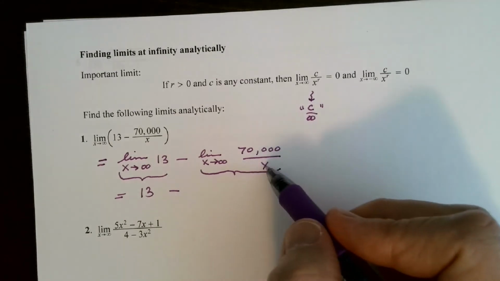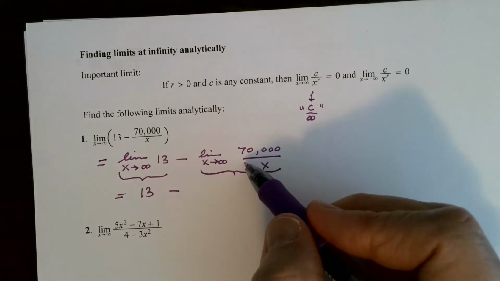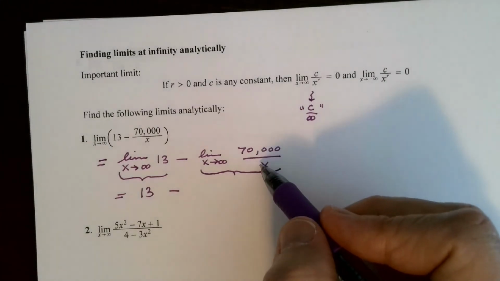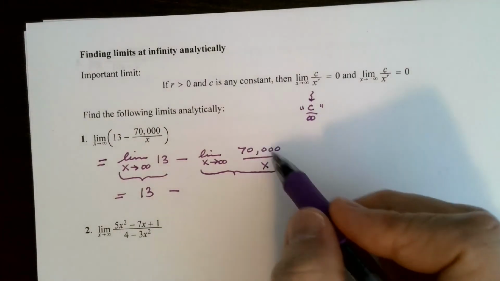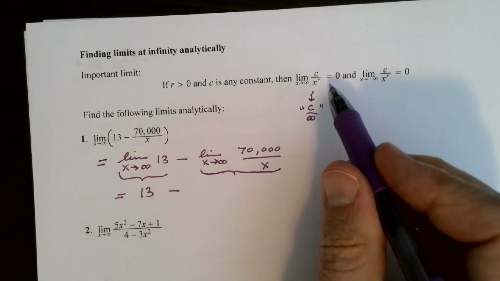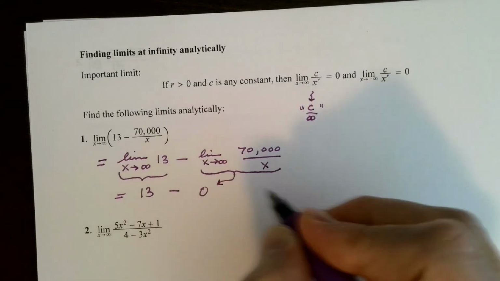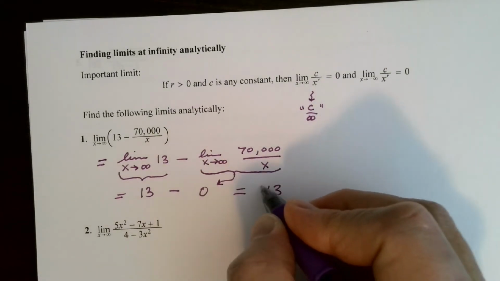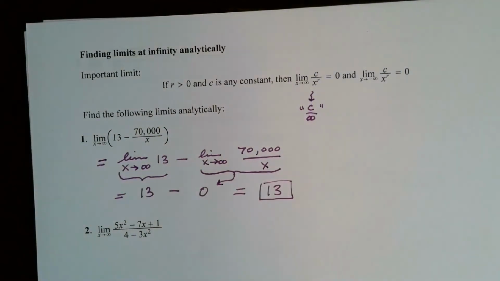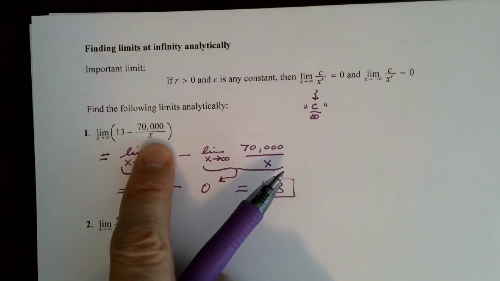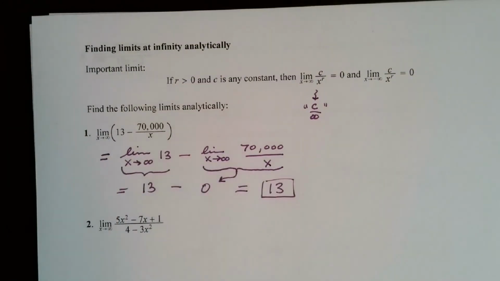But then when x gets to 140,000, we get a half. And so on, right? At 210,000, we get 1/3, and so on. This ratio is getting smaller and smaller. In fact, we say the limit is indeed equal to 0. So I'm using that limit there, and I get 13 as my limit. So this thing diminishes basically down to nothing as x goes to infinity.